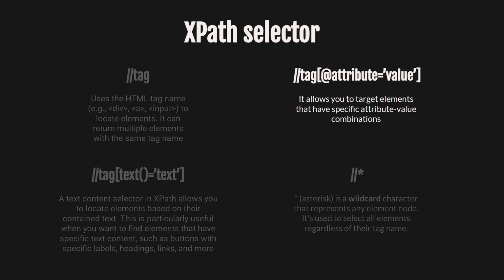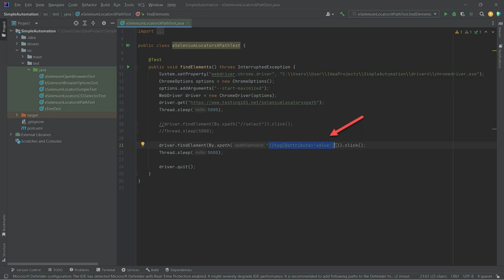The next XPath selector is with tag and attribute value. XPath allows you to select elements based on their attributes. You can use attributes like ID, class, name, etc. to uniquely identify elements that have specific attribute value combinations. Let's add the code to the IntelliJ IDEA.